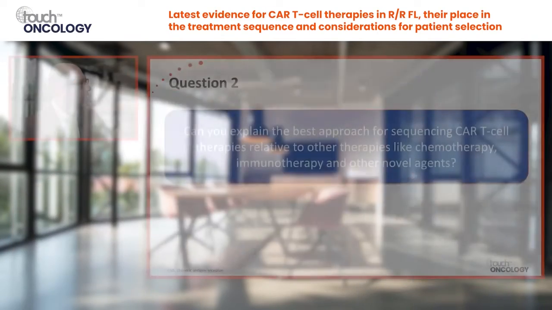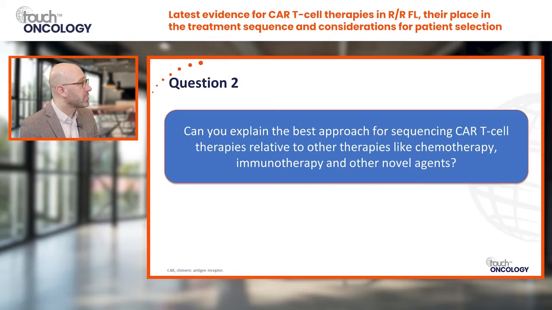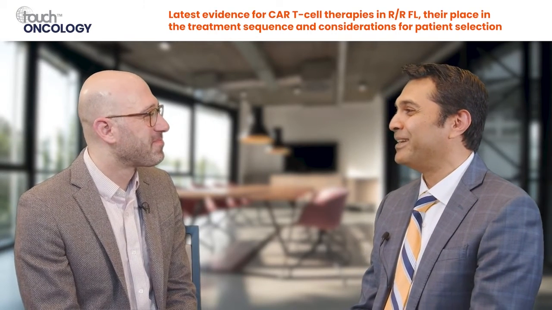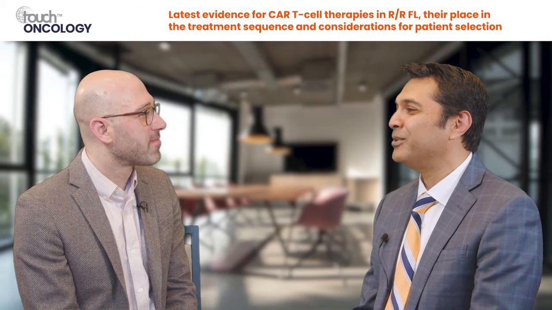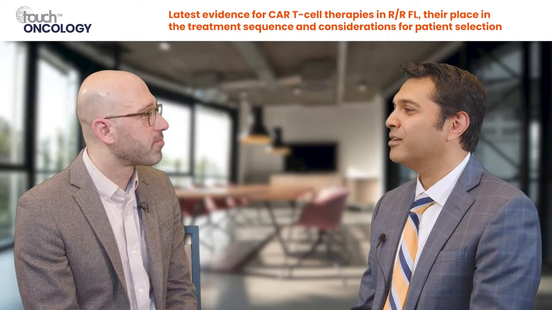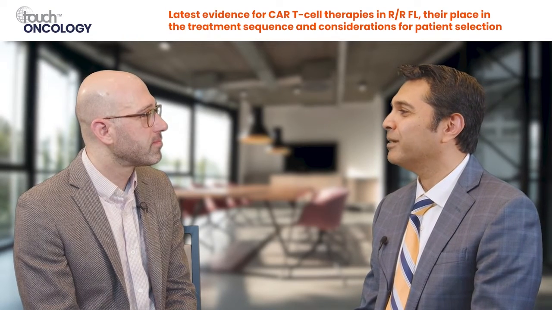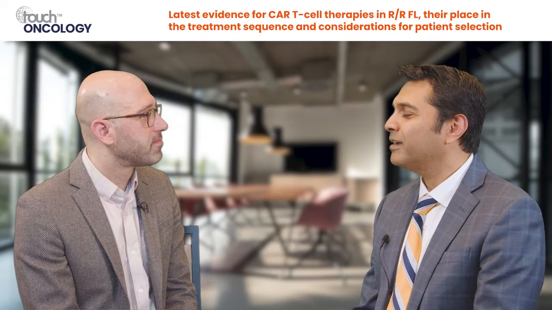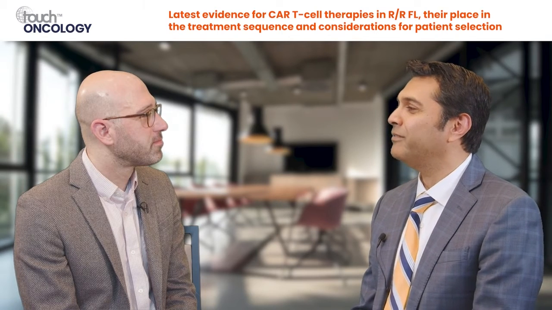Thank you. And I was curious if you might be able to explain the best approach for sequencing CAR T-cell therapies relative to other treatments that we have at our disposal, things like chemotherapy, immunotherapy, and even other novel agents like I discussed, tazemetostat and copanlisib. So this is really the million-dollar question, right? Because clinical trials are always looking at one individual treatment, but not many clinical trials address sequencing of therapies. And that is difficult to do. So I think we'll need some real-world evidence in that.